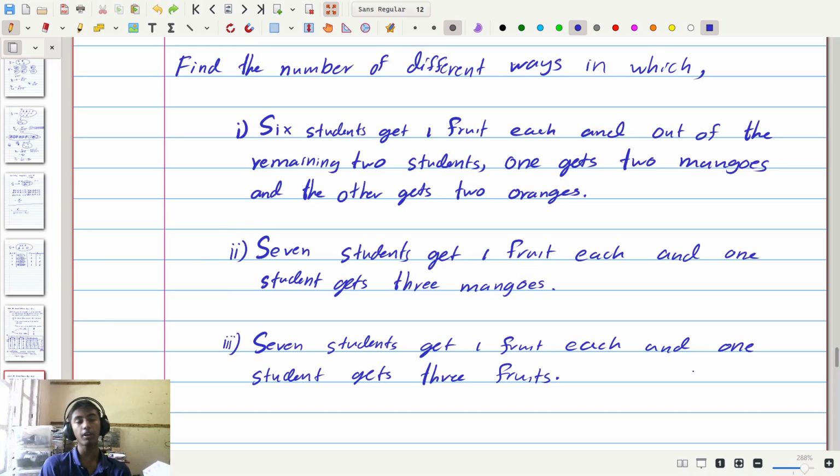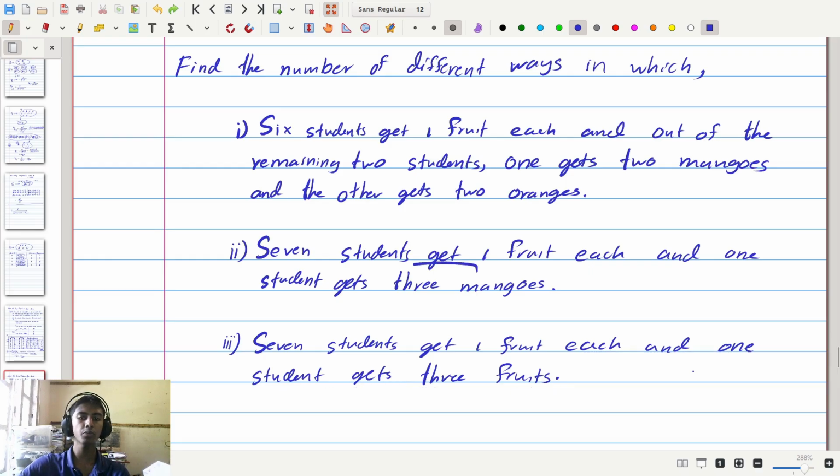So we can select one guy to get the 3 mangoes and everyone else has to share all the fruits that are left over. And lastly, the question number 3 says, find the number of different ways in which 7 students get 1 fruit each and 1 student gets 3 fruits.